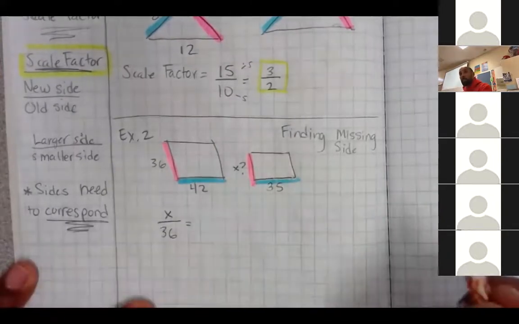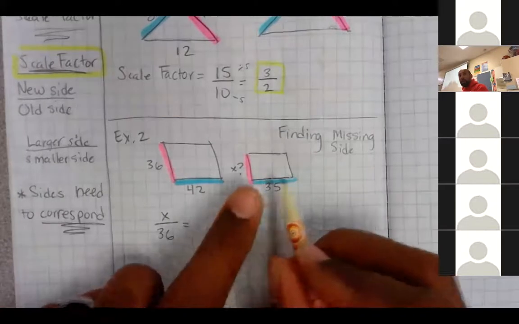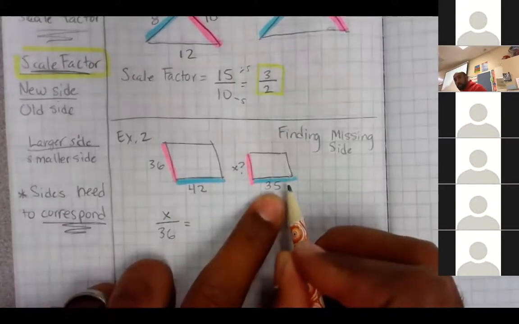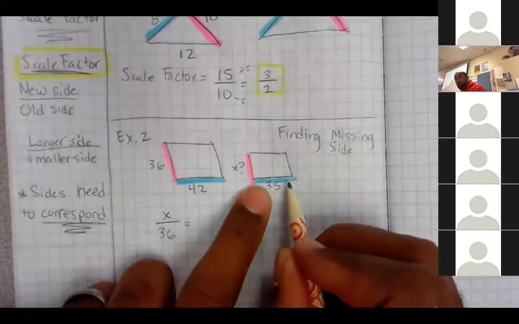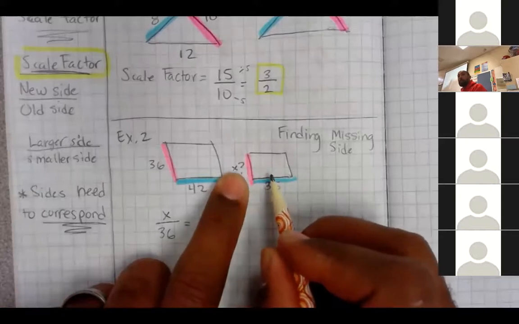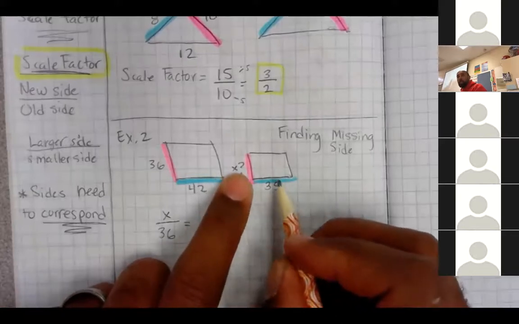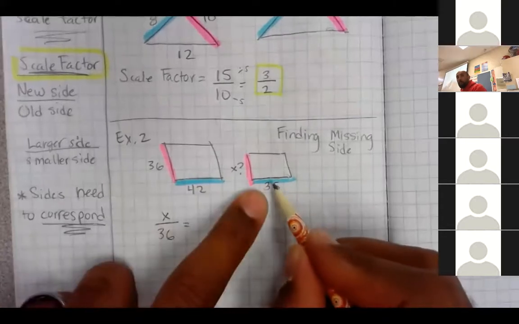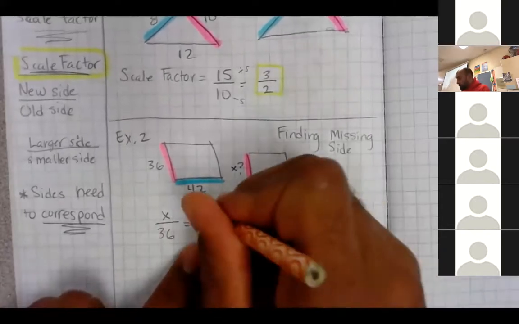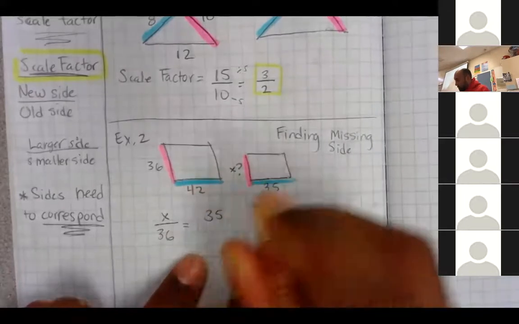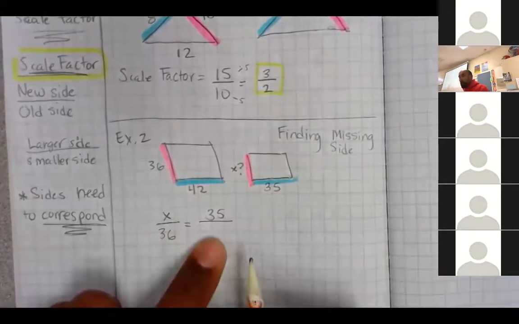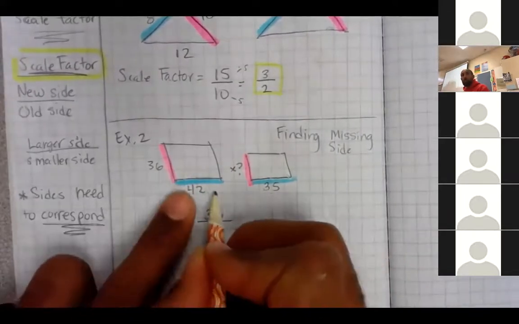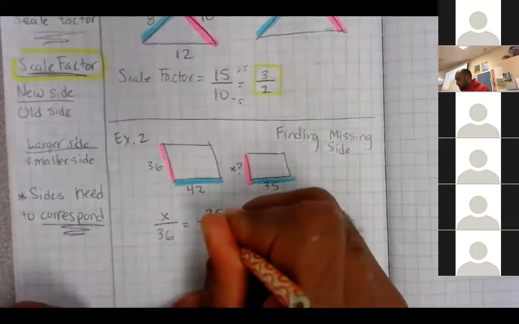The right side of the equation, I'm going to go back to this shape first. Again, make sure you start with this shape first, or whatever shape you have the missing side on. Make sure you start with that when you write the number on the top. Okay, so 35 over 42.